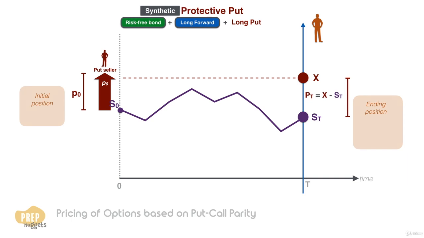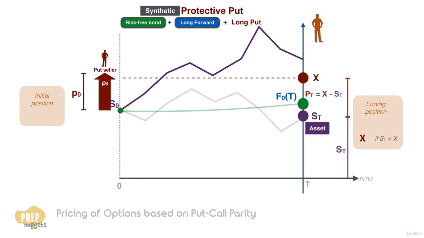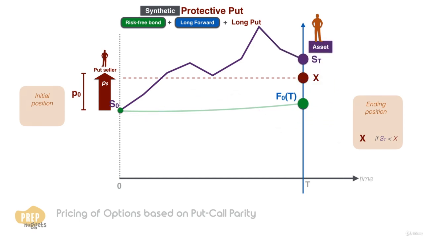So what we introduce here is a long position in a forward which has an exercise price of F0(T) at expiration, and a long position in a risk-free bond which at expiration can be redeemed for F0(T) for the investor to buy the asset. If the put option expires in the money, as in this case, the option is exercised and the ending position for the investor is X. If the put option expires out of the money, the option is not exercised and the ending position is the value of the asset, which is ST.